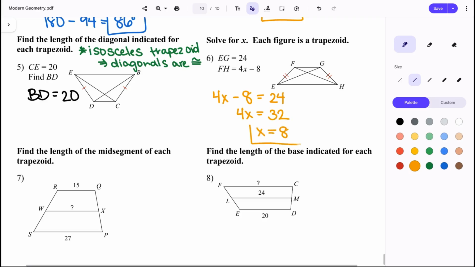You should have gotten 8. And again, really easy to check your work. You take 2 times 8, subtract 8 from that. I'm just plugging it back into FH. You should end at 24. It makes sense. Those diagonals should be equal to each other.